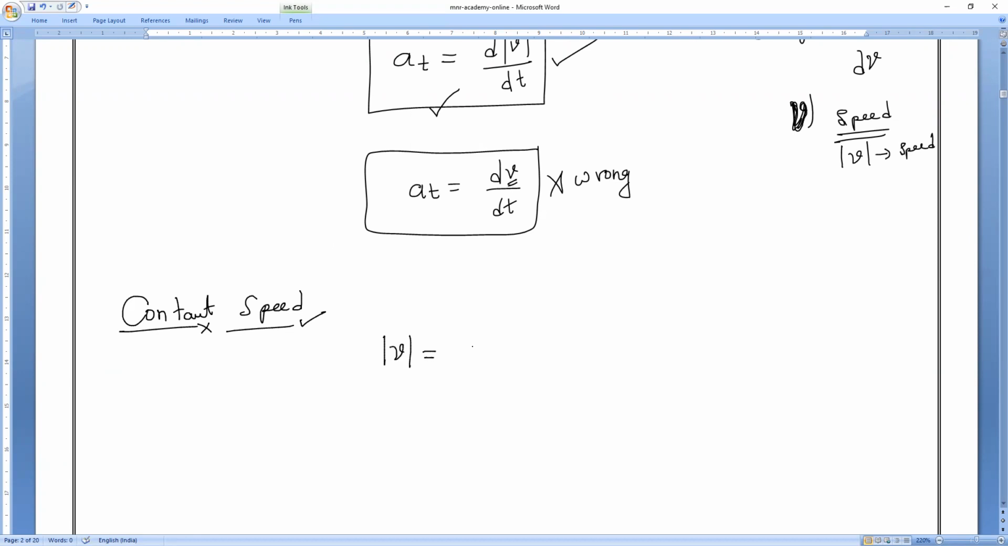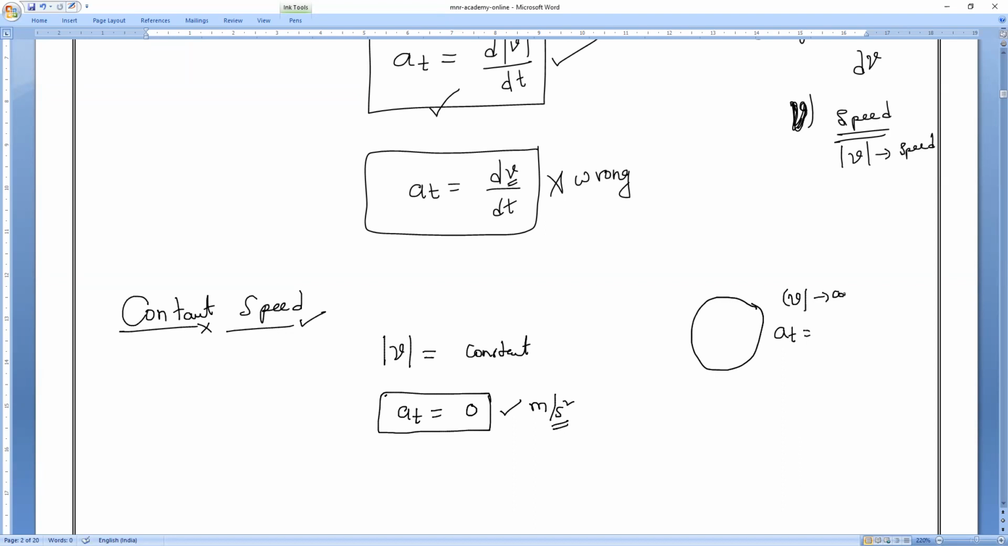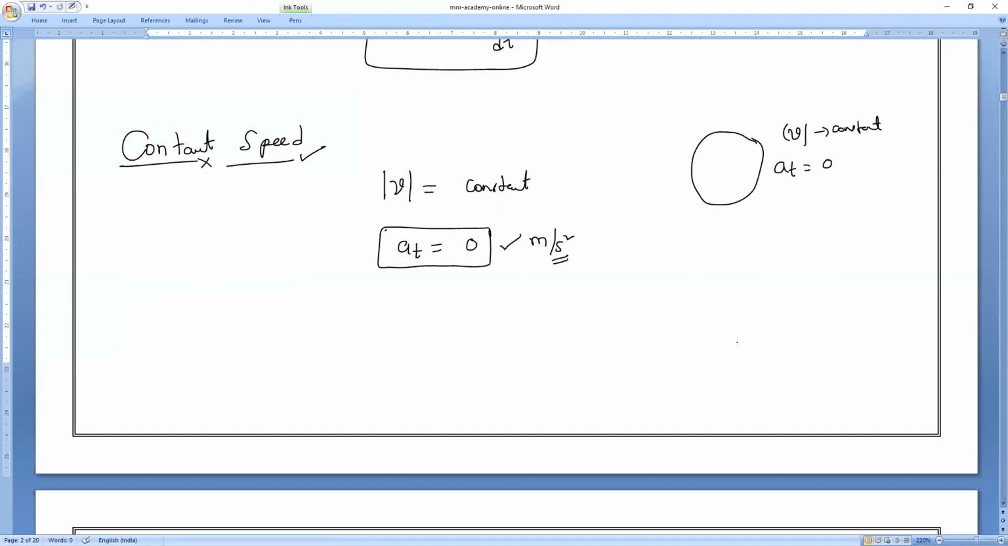So the magnitude of velocity remains constant. Tell me, what about the tangential acceleration? Speed is not changing. Speed remains constant, so the tangential acceleration is zero. Keep it in mind: if the speed of a body remains constant in a circular path, tangential acceleration is equal to 0. But what about the centripetal acceleration? The centripetal acceleration still exists.